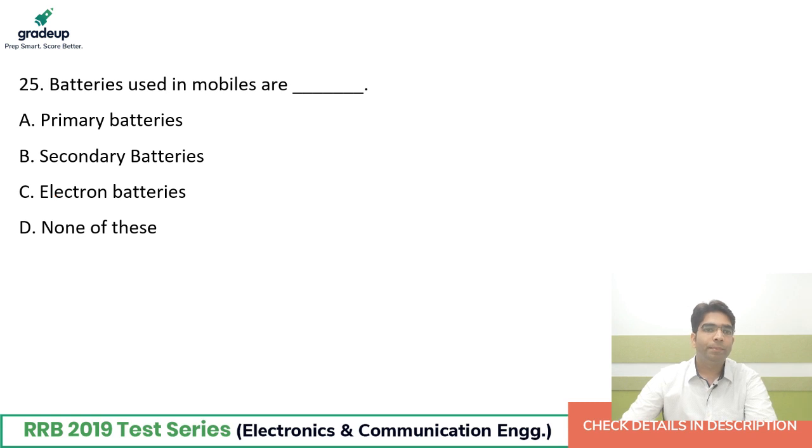Batteries used in mobiles are called as, what are the batteries used in mobile phones? Secondary batteries. What are secondary batteries? Secondary batteries are those batteries which can be charged multiple times. Means electrochemical reactions, it is possible to regenerate the voltage. So it is secondary batteries, like lithium ion batteries.